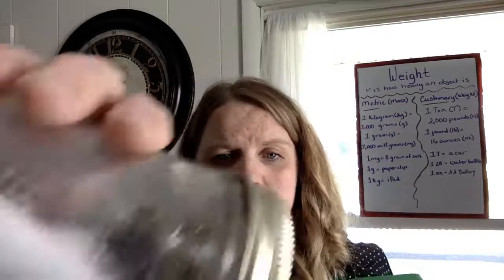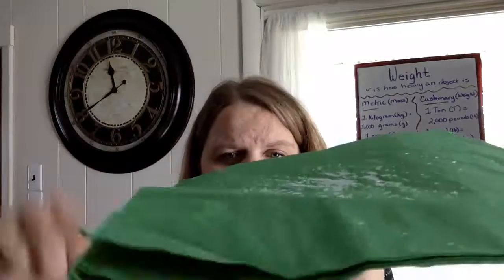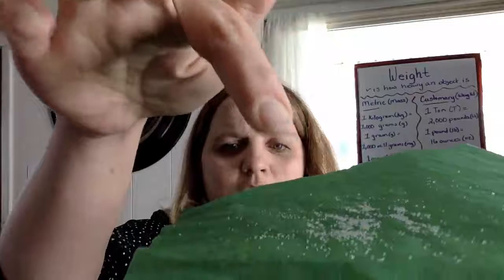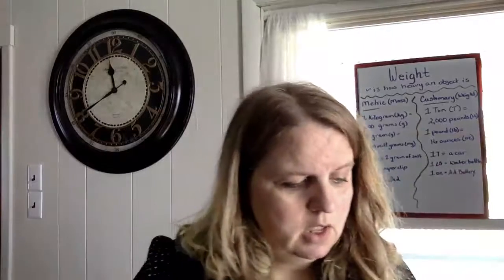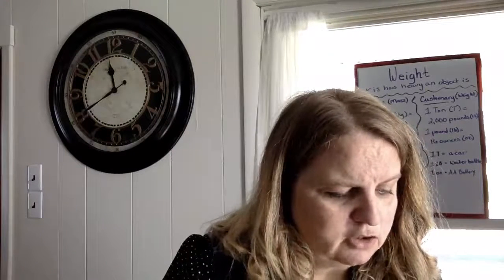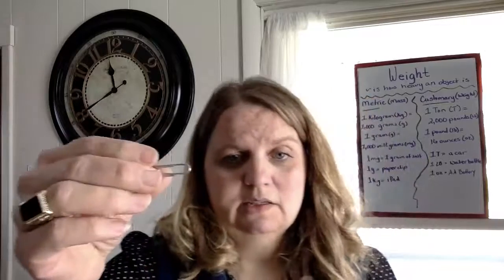So the first measurement I'm going to give you is milligrams. So this is just salt, and if you look on this napkin, these little bitty grains here, one of these is a milligram. That's how heavy a milligram is. The basic unit for measurement of mass, of how heavy something is in the metric system, is a gram. So a paper clip is a gram.